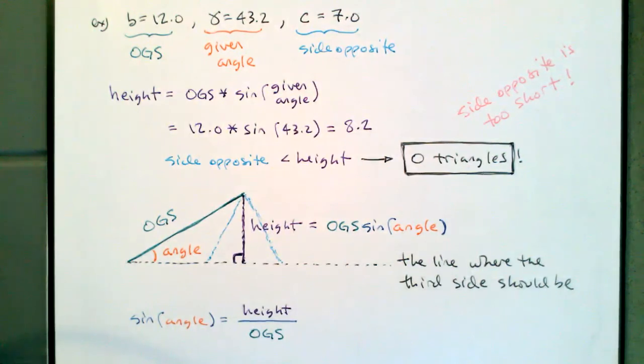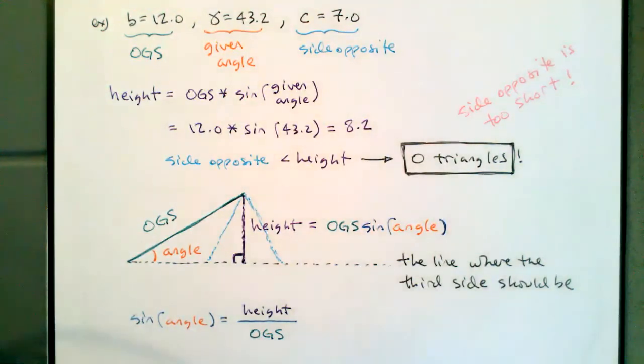So those are the four cases. We can have zero triangles if the side opposite is less than the height. We have exactly one triangle when the side opposite is equal to the height. We'll have two triangles if the side opposite is greater than the height, but less than the other given side. And we're back to one triangle if the side opposite is greater than the other given side.